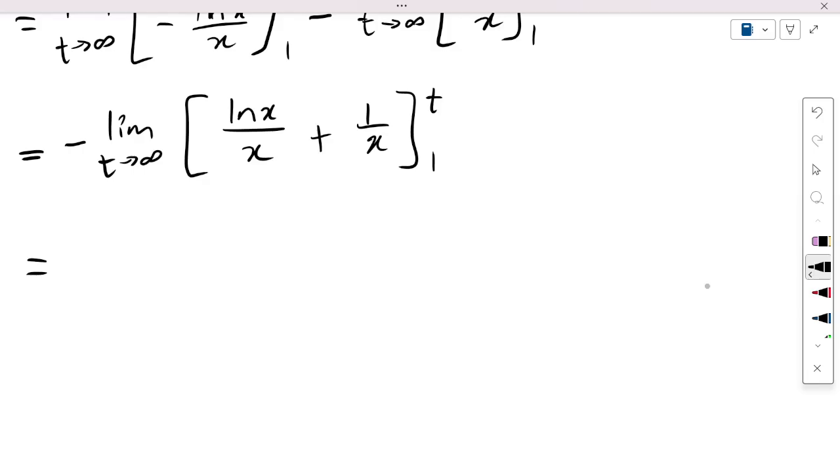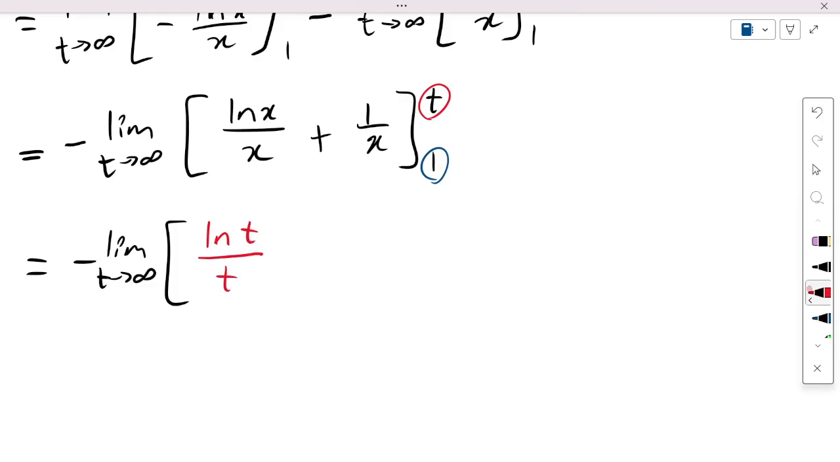So now, from here, we can just evaluate. Okay, so we have negative limit as t approaches infinity, and we're going to have the bracket here. And then we're going to first deal with the t. I'm going to do the t in red, and then I'm going to do the 1 in blue. So let's do the t. We're going to have the natural log of t divided by t, plus 1 over t, right? So we're just evaluating with t.